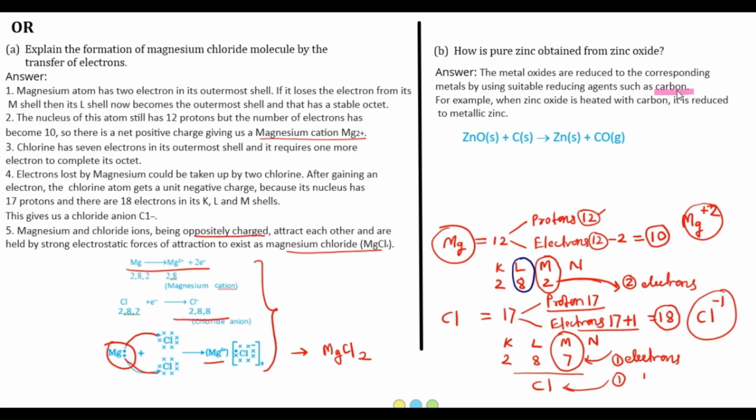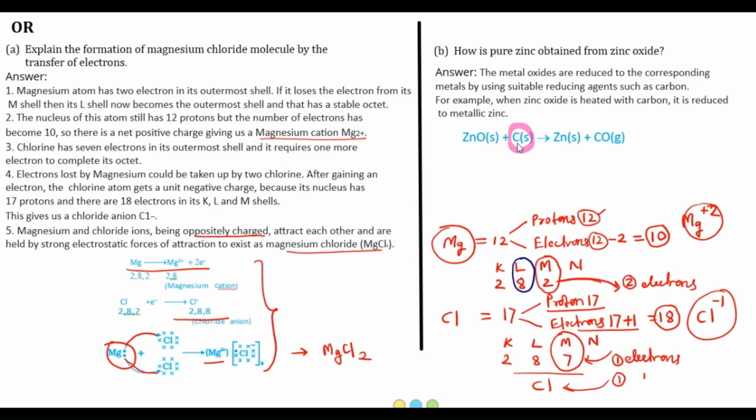For example, here they have asked for zinc from zinc oxide, so that is what we are going to take. Zinc oxide is heated with carbon, and it is reduced to metallic zinc. You can see the reaction. ZnO is nothing but zinc oxide. This is our carbon. So what is carbon doing? Once you react these both, carbon will take this oxygen and it becomes CO, that is carbon monoxide, and zinc will separate as it is. So here it was zinc oxide, now it has been reduced to only zinc. This is done by carbon and that's why it is a reducing agent.